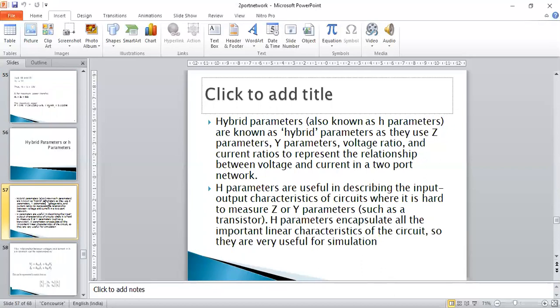Earlier I said the H parameter also encapsulates all the important linear characteristics of the circuit, so it is very useful for simulation work.